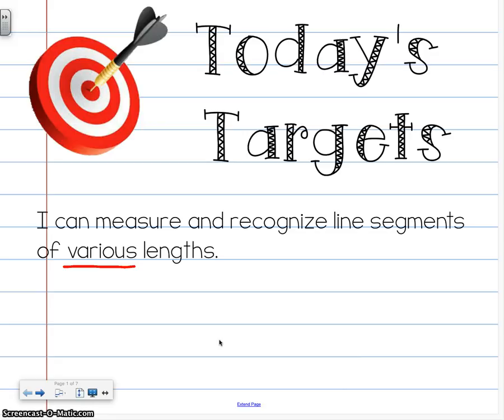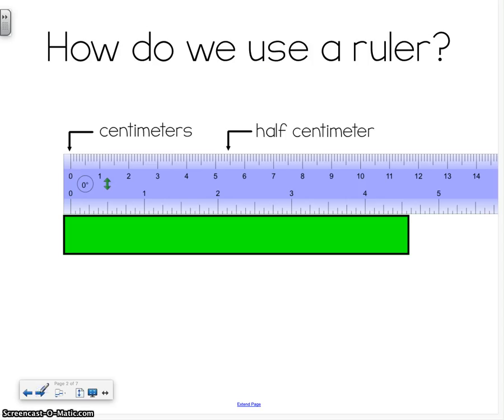I'm also noticing that I'm going to be measuring and recognizing, which tells me I'm going to have to use something to be measuring and recognizing. I'm going to really need to put on my thinking caps to know what I'm going to be doing today. Let's get going. All right, we are going to be using a ruler.